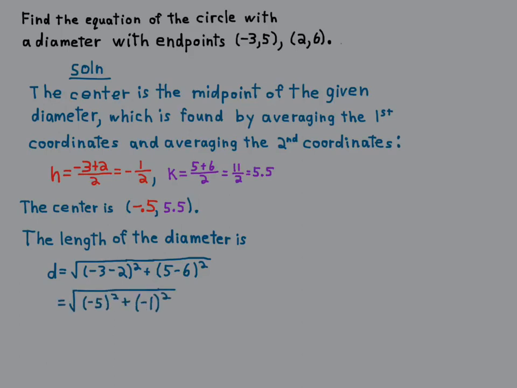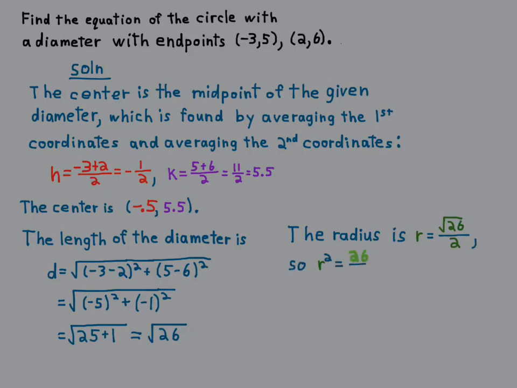So I end up getting 5 squared plus 1 squared, which gives me the square root of 25 plus 1, which is the square root of 26, which doesn't simplify because that's 2 times 13. There are no perfect squares in there other than 1. So the radius is half of that, so it's square root of 26 over 2. So r squared is 26 over 4. Be careful of that. Remember, in the equation for the circle, I'm going to use r squared.